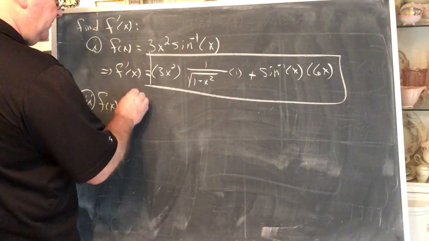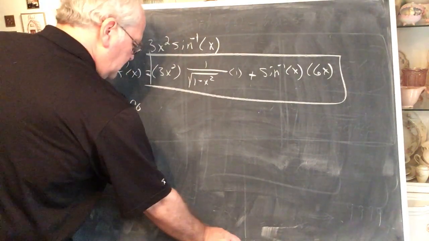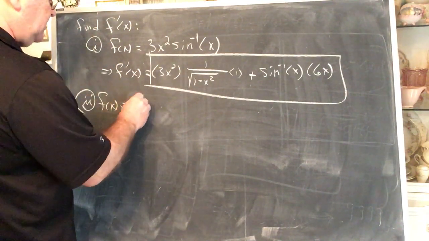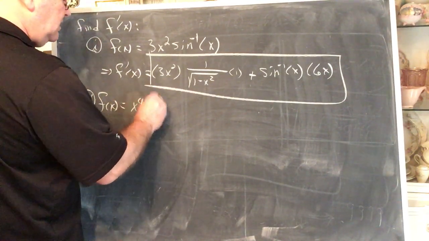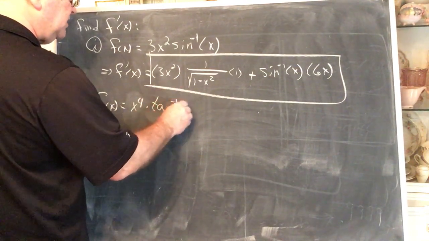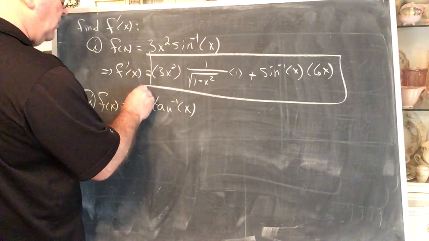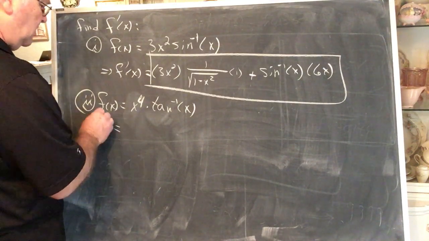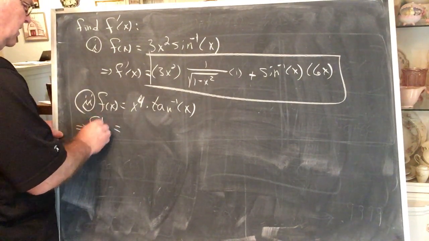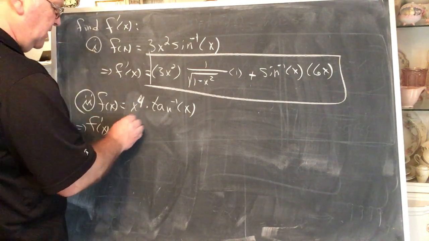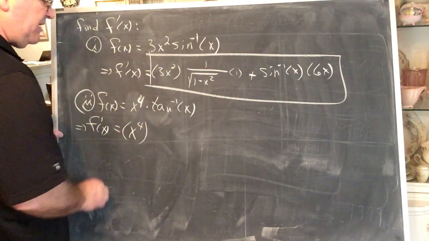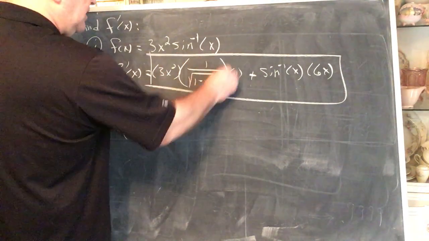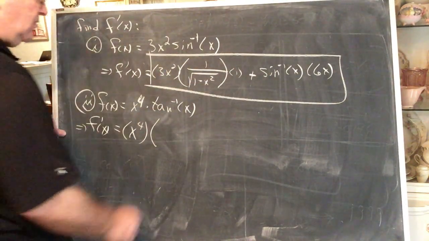Suppose we have x to the fourth times tangent inverse of x. This is x to the fourth. All right? So this implies the derivative. It is the first, copy paste, times the derivative of the second. I probably could put this in parentheses to help. First times derivative of the second.